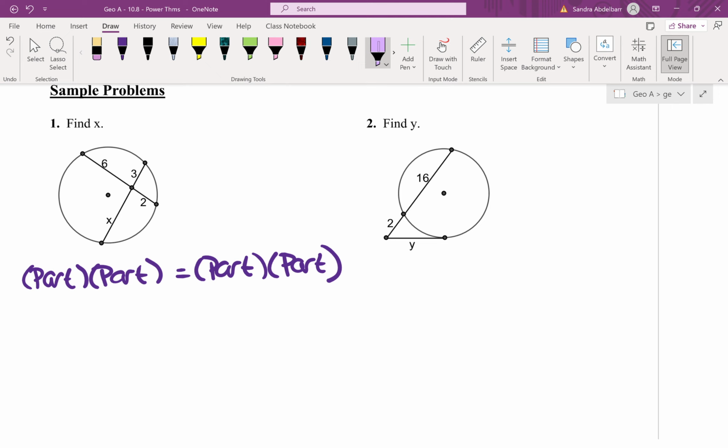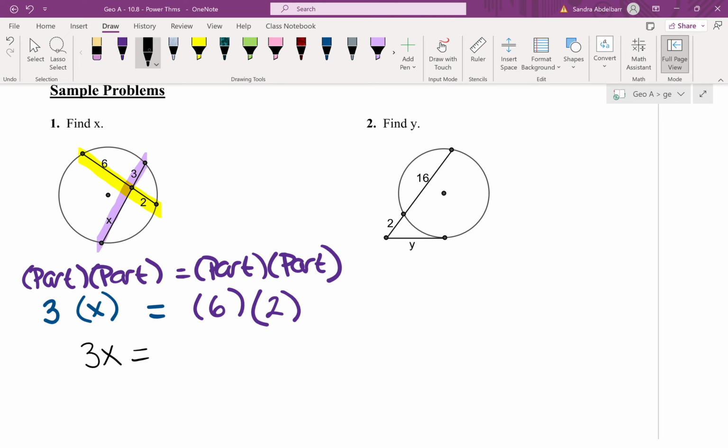Okay. So I'm going to choose a segment. It does not matter which segment I choose first. I'll choose this purple segment first. So I'm going to say the first part is 3 times the second part of that chord, X. That's going to equal, now let's look at the other chord, the first part of the yellow chord, which is 6, times the second part of that yellow chord, which is 2. So then we're going to have 3 times X, 3X, is equal to 6 times 2, which is 12. Divide by 3, X will equal 4.